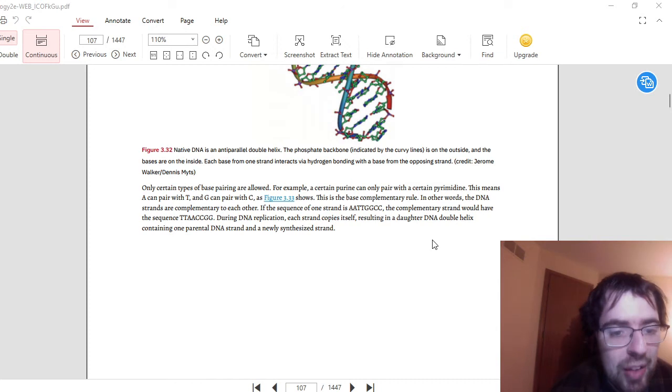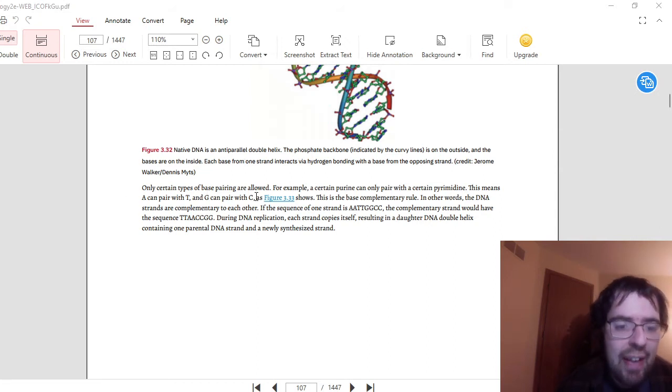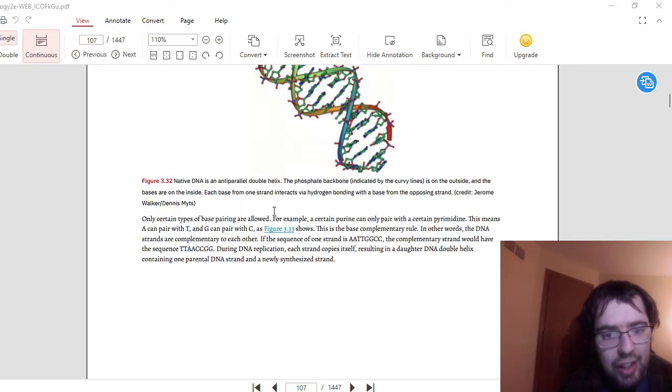Only certain types of base pairings are allowed. For example, a certain purine can only pair with a certain pyrimidine. This means that A can pair with T and G can pair with C, or in RNA, A can pair with U. And the reason for that, I believe we will go through in several lessons later, but essentially the reason is that there's something in A and G, or A and C, that repel each other. So A can only combine with T and G can only combine with C.